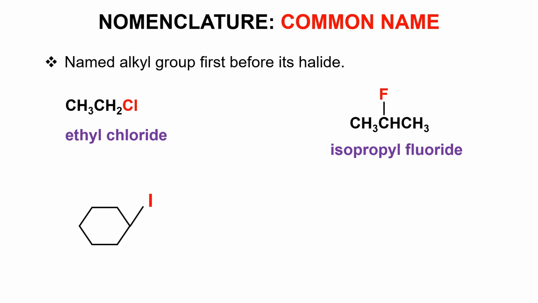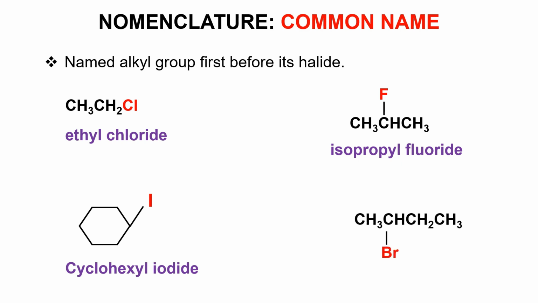For the third example, we have 6 carbons in a cyclic structure as the alkyl group, so it is called cyclohexyl. This cyclohexyl is bonded to iodine and it will be named as cyclohexyl iodide. The fourth example for common name is a bromine atom bonded to a sec-butyl structure, so it will be named as sec-butyl bromide. Please bear in mind that other than isopropyl and sec-butyl structures, you also have to know or remember the structure of neo and tert-butyl as well.